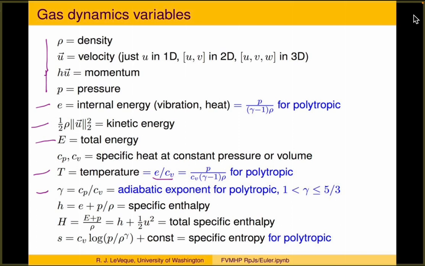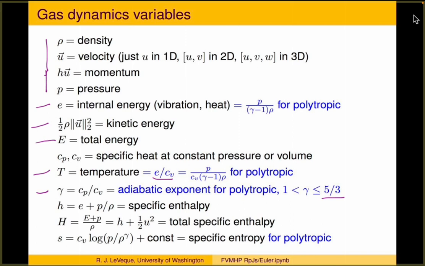Gamma can also be expressed in terms of the number of degrees of freedom in a gas molecule. And gamma is 5/3 for a monatomic gas. It's 7/5 rather, or 1.4 for a diatomic gas like oxygen and nitrogen that make up most of our atmosphere. So often we assume gamma is 1.4.